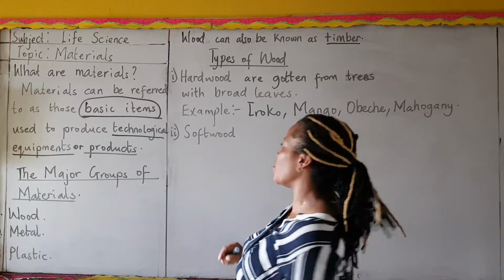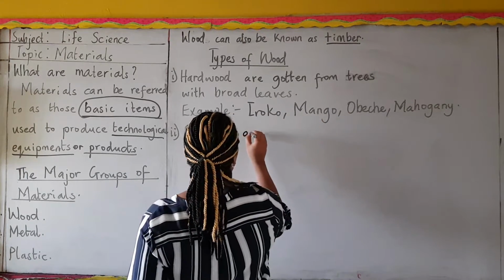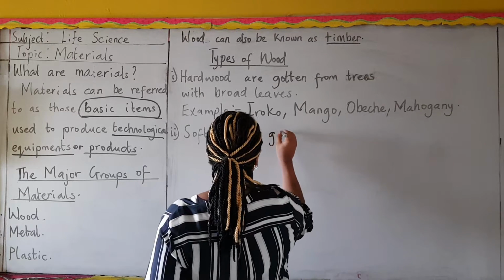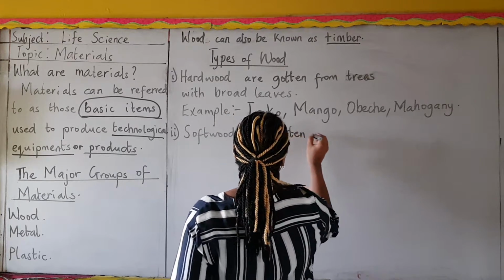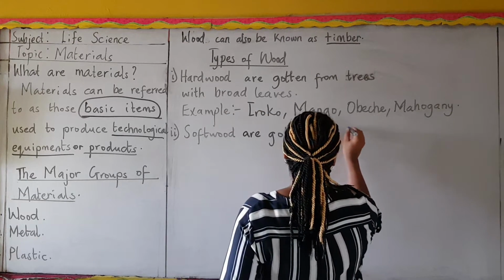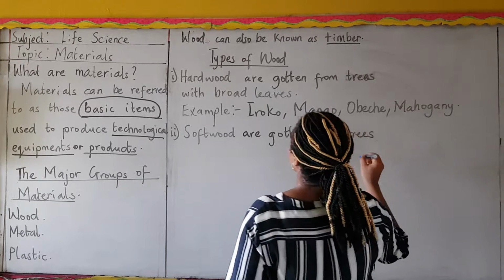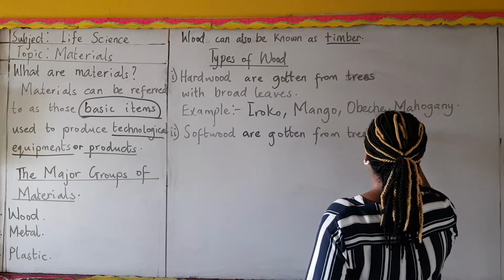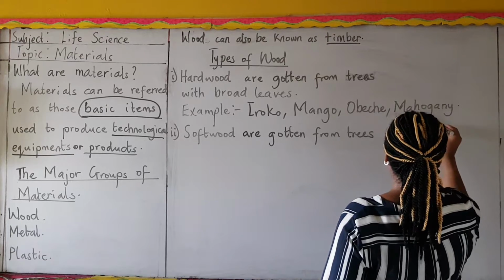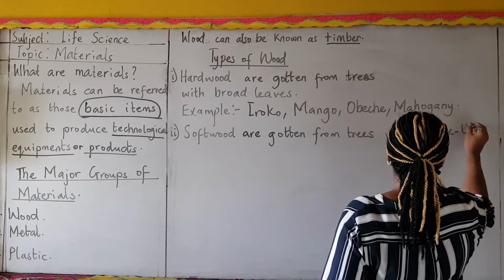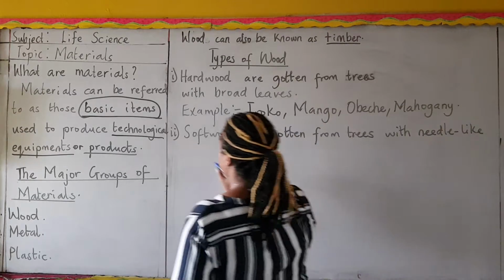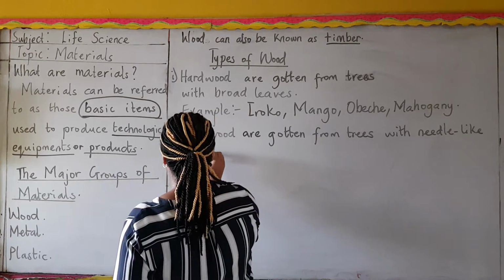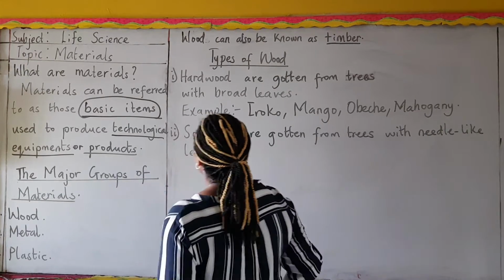So let's get to the board. Softwoods are gotten from trees with needle-like leaves. I would like to use this. With needle-like leaves is better. It's well spelled like this.